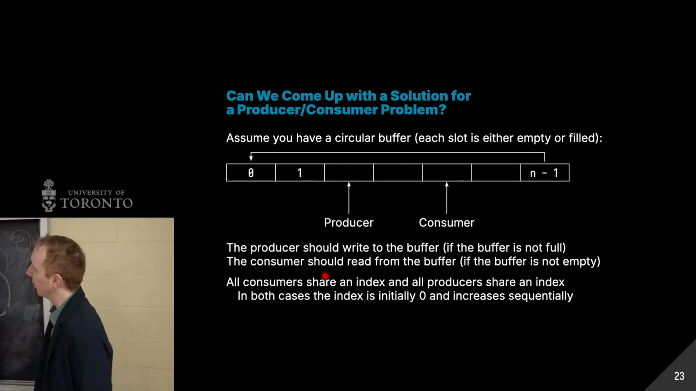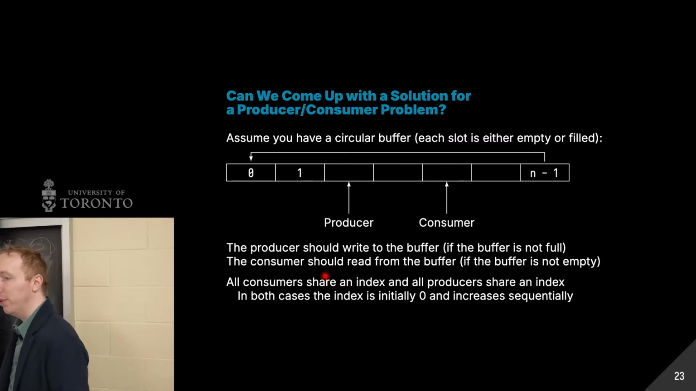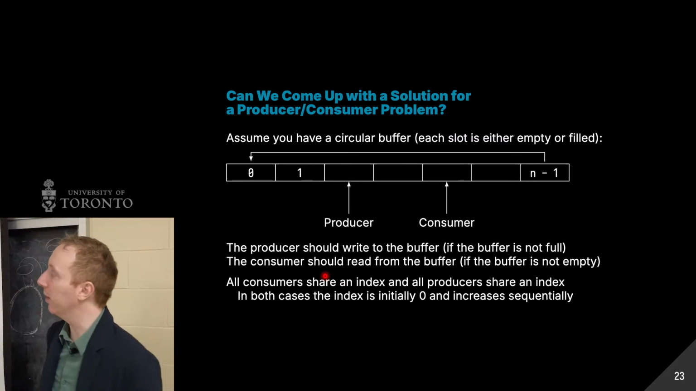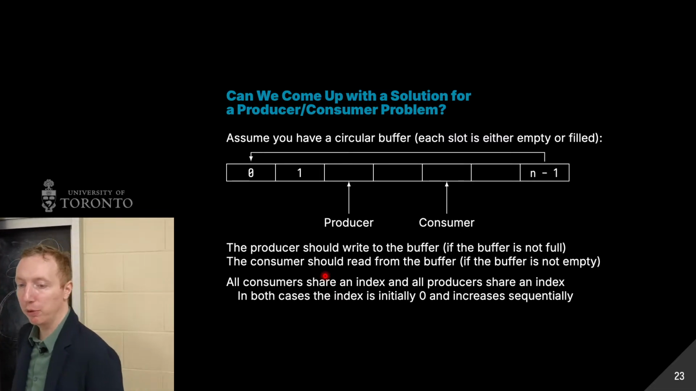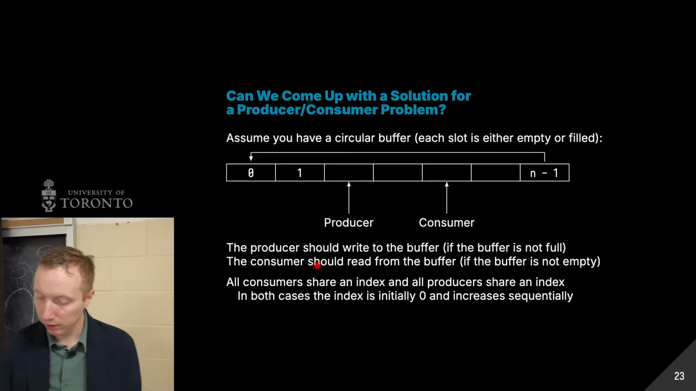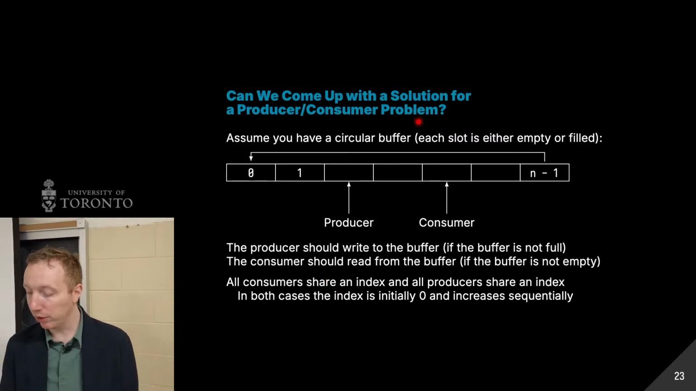All right, so next problem is, let's do this classical problem that is lots of fun. Let's see if we can come up with a solution to the producer-consumer problem. So assume we have a circular buffer.